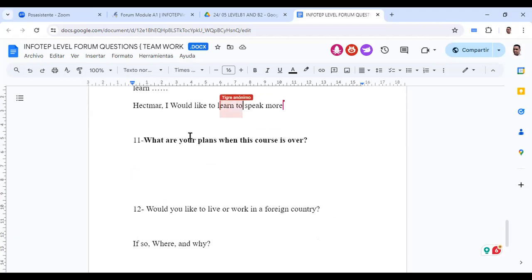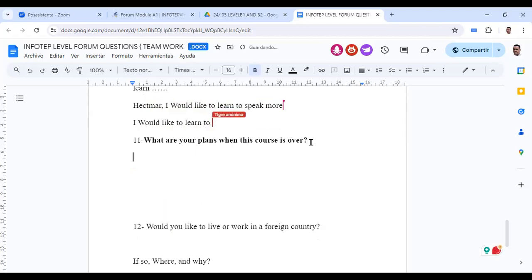Here we have the future plan. We have a question in future. What are your plans when this course is over? You have to move like this.